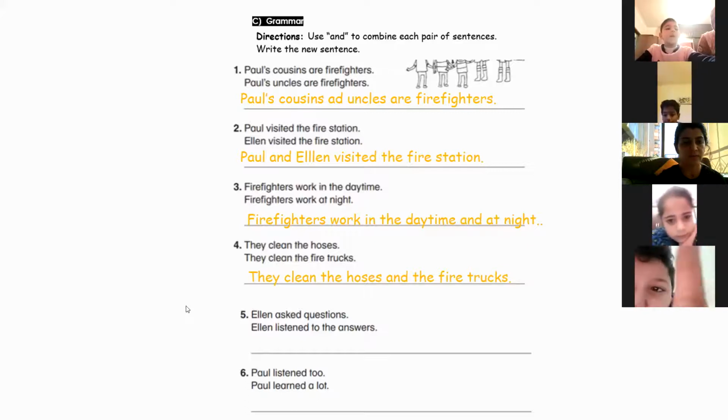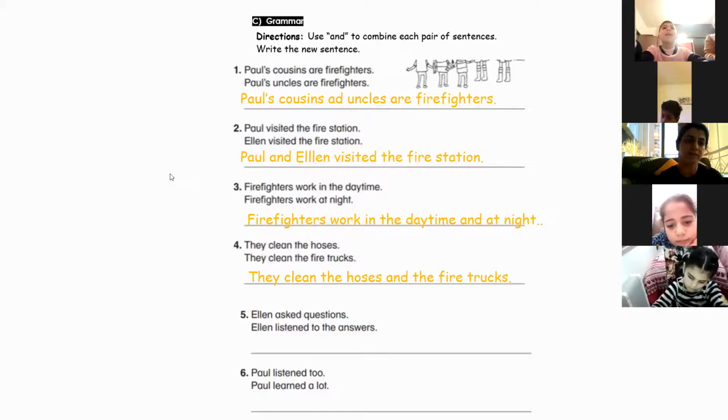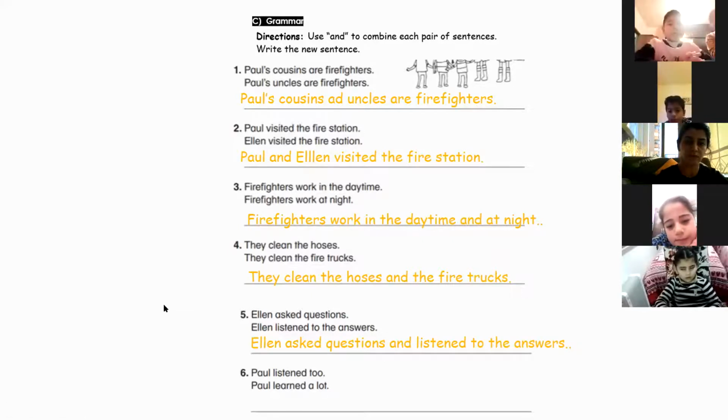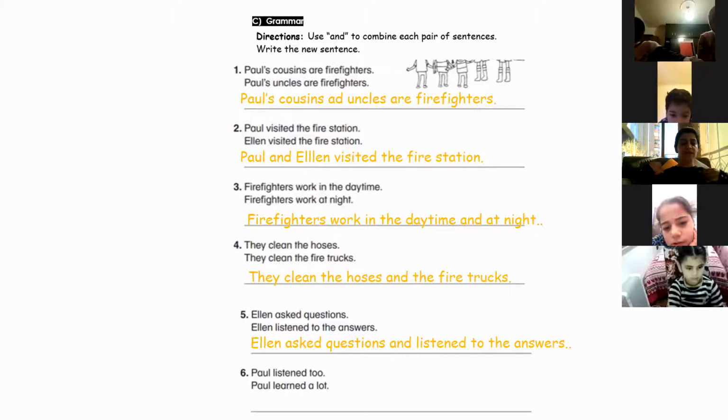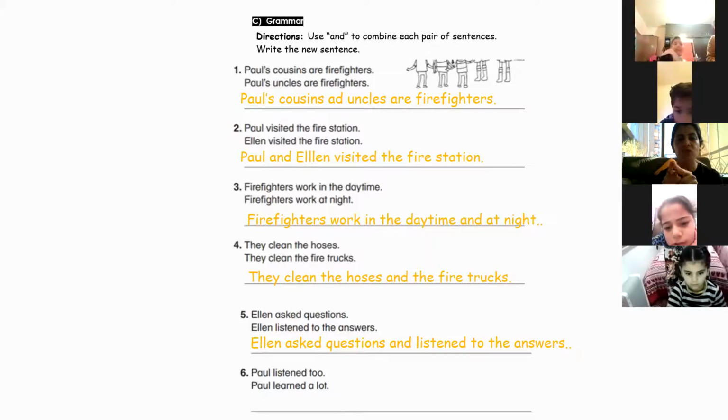Yara, number five. Ellen asked questions. Ellen listened to the answers. Bravo. Ellen asked questions and listened to the answers. Correct, Yara? Okay, wait, Yara. Here we are combining the predicates. We have Ellen asked questions. In the second sentence, we have Ellen listened to the answers. So in the two sentences, we have the same subject, Ellen and Ellen, right?